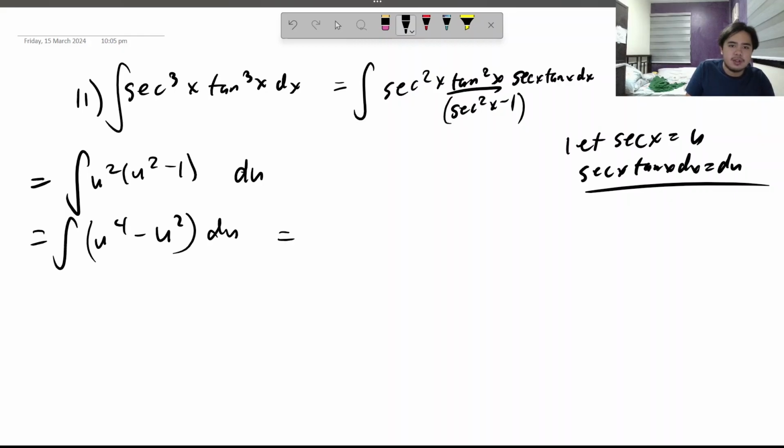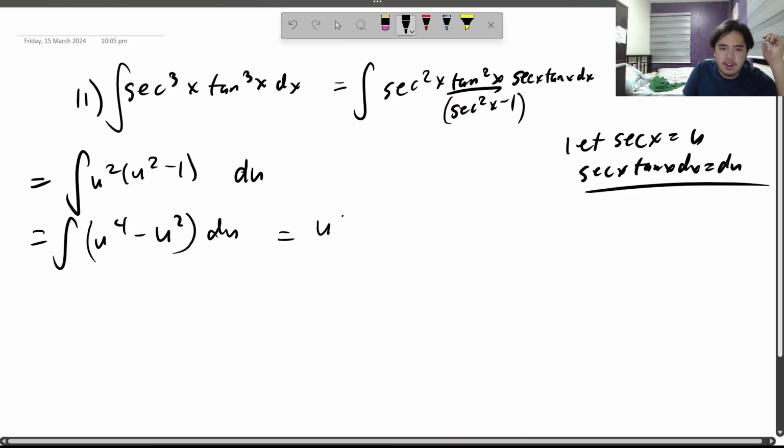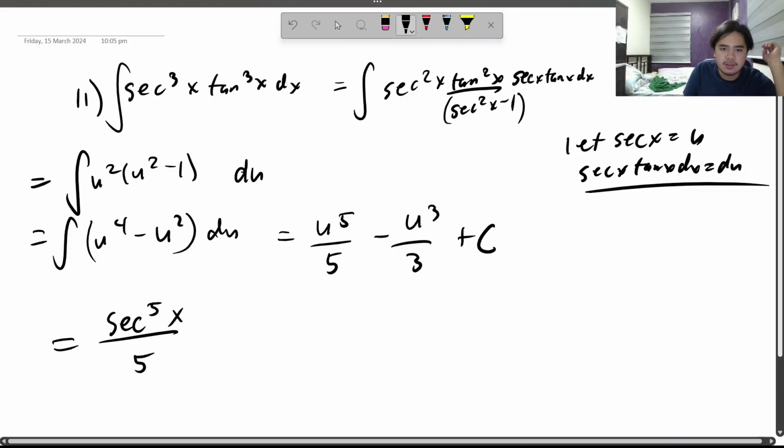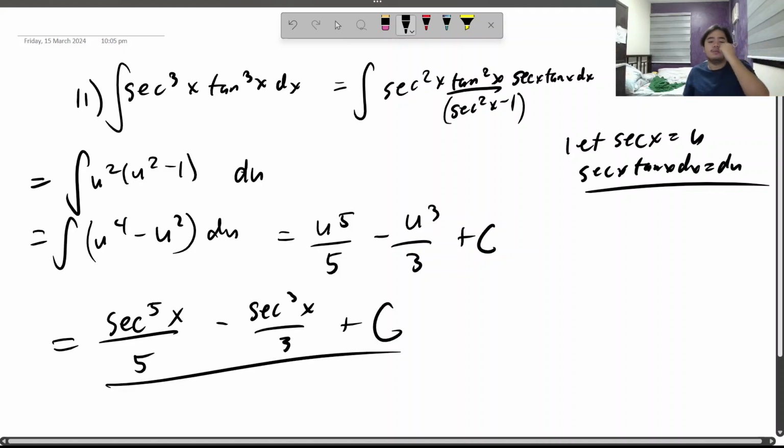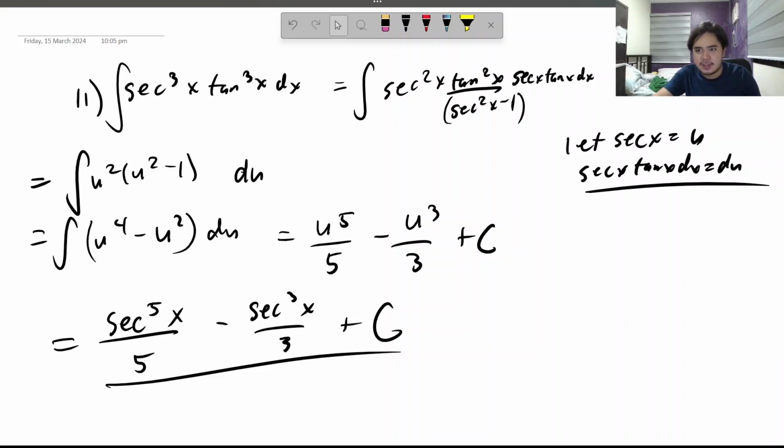This becomes u to the 5 over 5, this is just the reverse power rule, or the general power rule, or whatever you call it, minus u cubed over 3 plus c, which equals secant to the 5th x over 5 minus secant cubed x over 3 plus c. That's it. Nice.